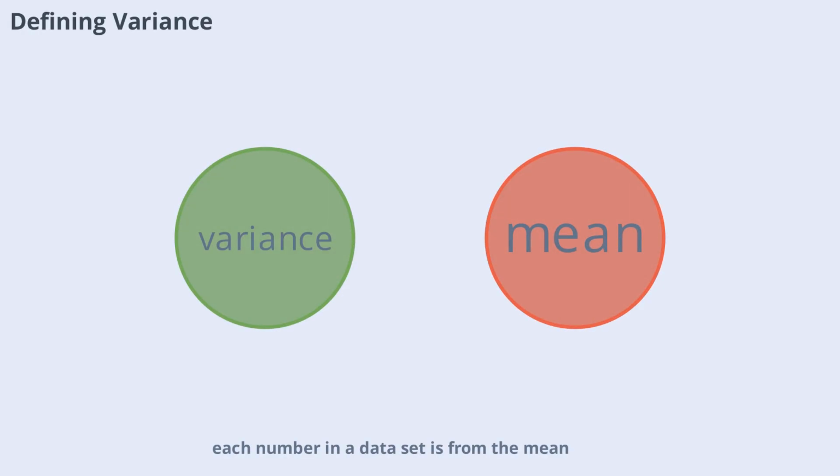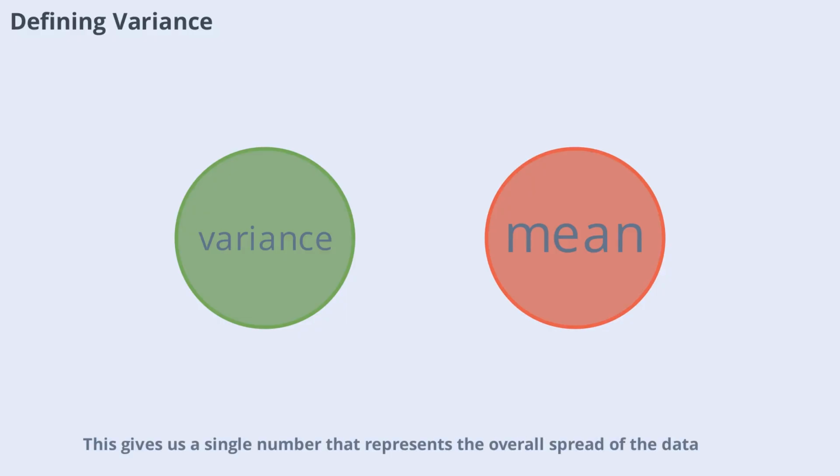Variance is a measure that tells us how far each number in a data set is from the mean, and thus from every other number in the set. In simple terms, it's the average of the squared differences from the mean. Squaring the differences ensures that negative and positive deviations don't cancel each other out. This gives us a single number that represents the overall spread of the data. The higher the variance, the more spread out the data points are. Let's see how this works with a simple example.